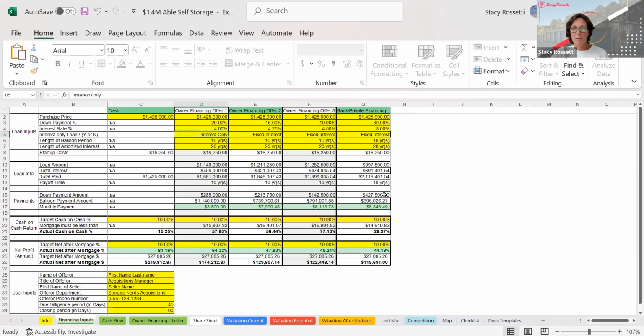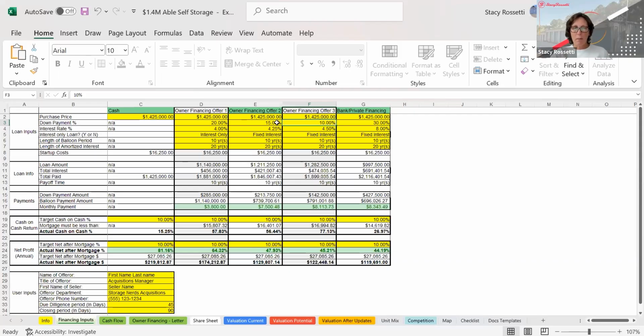I'd have to come up with a down payment of $427,000, and have a mortgage payment of $8,300 a month. My cash on cash return would be 27%, and net after mortgage is 44%. And you can change your terms to anything that you want, just knowing what is your down payment, what's your interest payment, what's the balloon, what's the amortization going to be. Once you fill all these numbers in, the sky is the limit. You can come up with a million different ways to run your numbers.